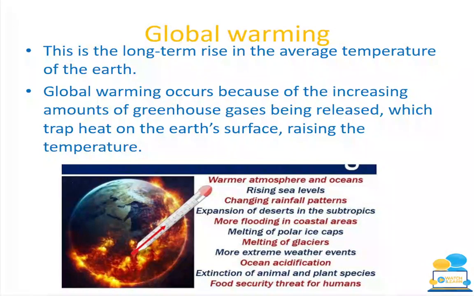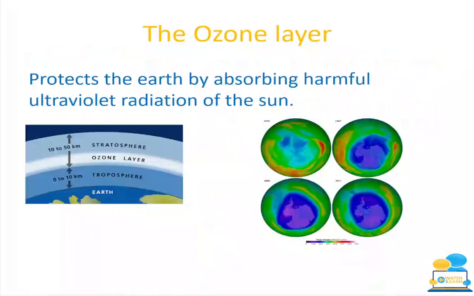So for global warming, you need to be able to state, explain, and again, give an example of any of those there. So your ozone layer, we can see there on the left, we have the Earth, the troposphere, the ozone layer, and the stratosphere. So the ozone layer is between the stratosphere and troposphere, so you can see how far up it is from the Earth. So the ozone layer protects the Earth by absorbing your harmful UV radiation from the sun, and you can see pictures there of the ozone layer.